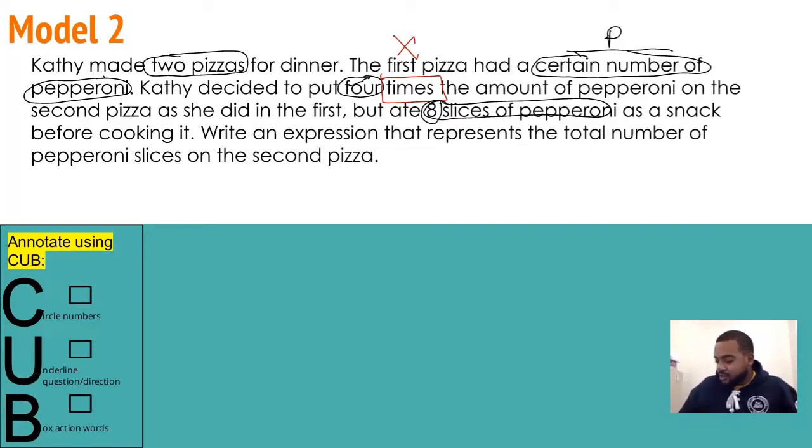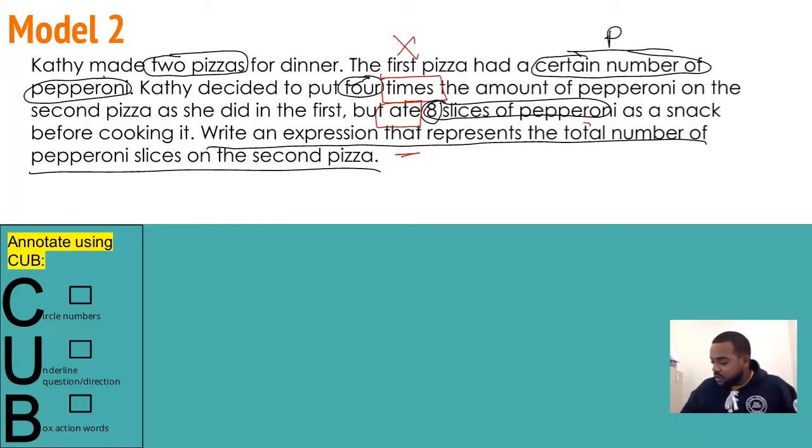So I'm gonna go ahead and actually box that word ate. And as I described just now, ate actually means subtraction. So we're gonna take away something as a snack before cooking it. So here's the part I need to underline. I want to write an expression that represents the total number of pepperoni slices on the second pizza. So the word total is also important. I'm looking for something that's going to give me the total amount that I have left.